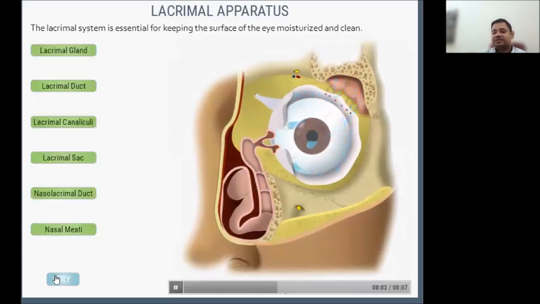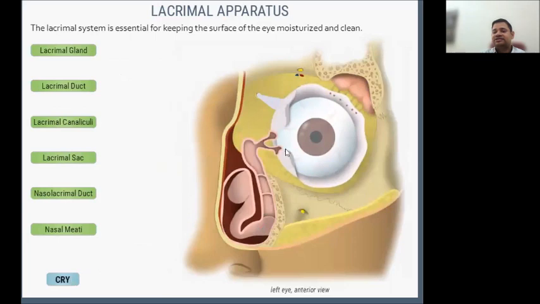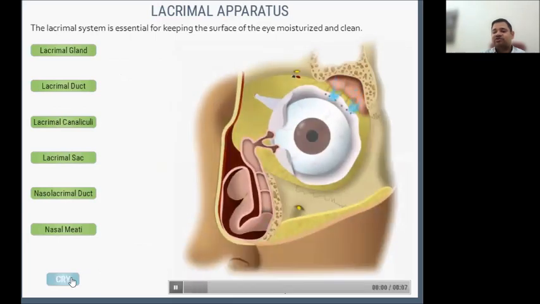If somebody cries, this is normal. All the time we are crying, because tears are always produced. Whenever there is overflowing of tears, they come down our cheeks. Otherwise, this is the common function of tears: they lubricate the front part of the eyeball.